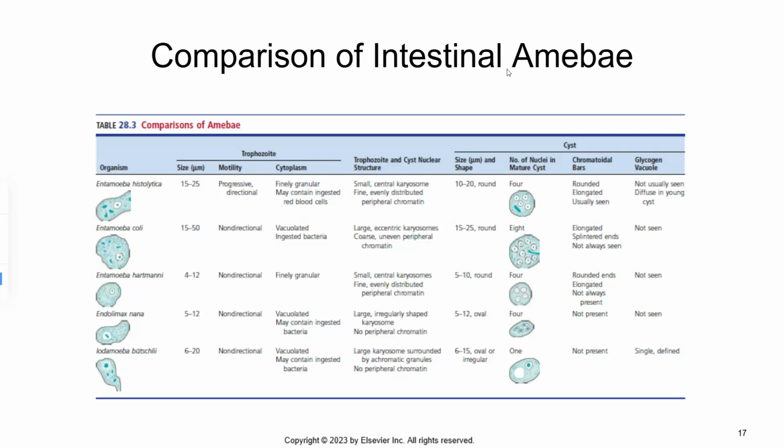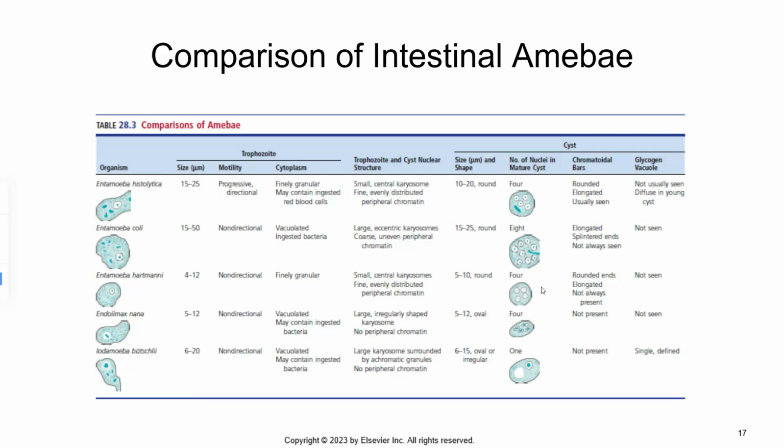So this is the comparison of intestinal amoeba. So here's the organism here: Entamoeba histolytica, Entamoeba coli, Entamoeba hartmannii, Endolimax nana, and Iodamoeba bütschlii. And then this is the cyst form.